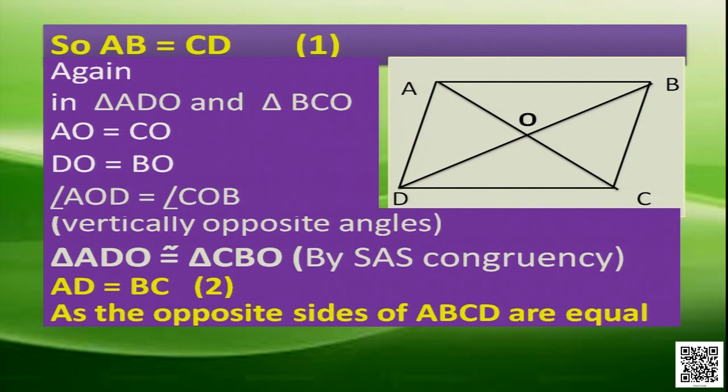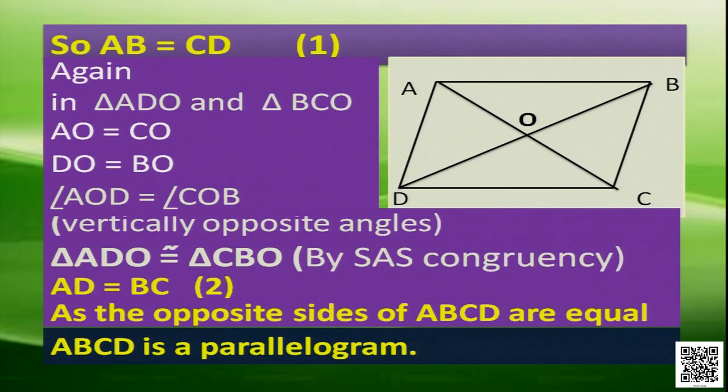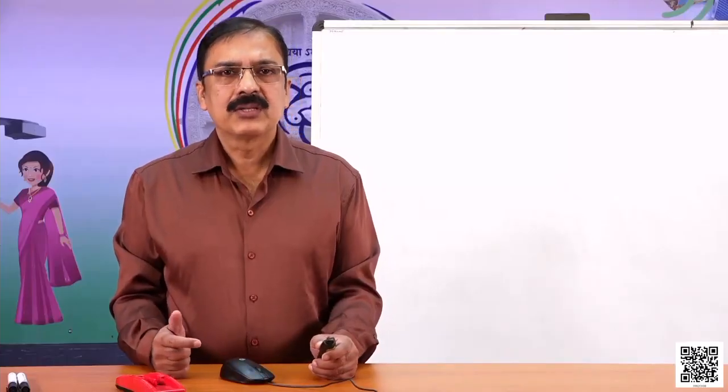Here we have ABCD is a quadrilateral and its opposite sides are equal. AB is equal to CD and AD is equal to BC. And we know that in a quadrilateral, if the opposite sides are equal, then it is a parallelogram. From this we can conclude that ABCD is a parallelogram. Dear students, today we discussed about the diagonal property of the parallelograms.